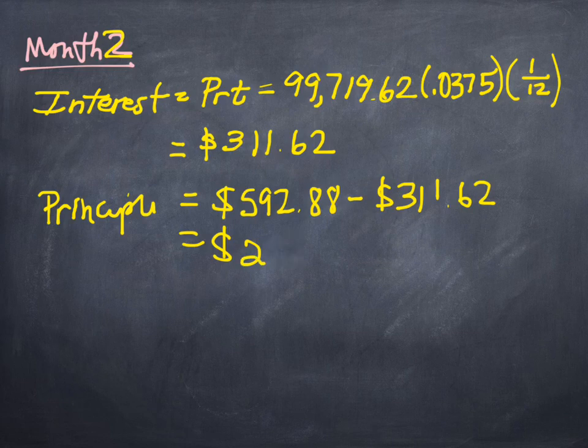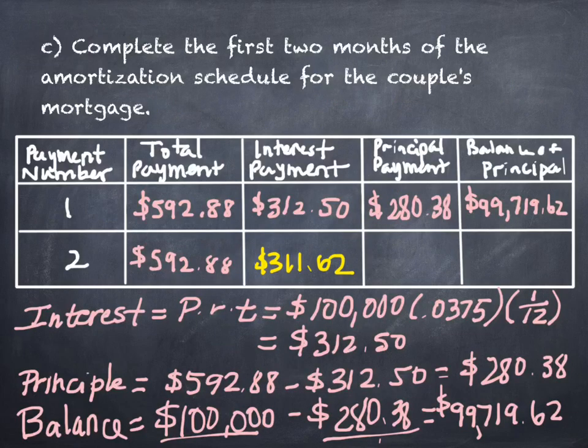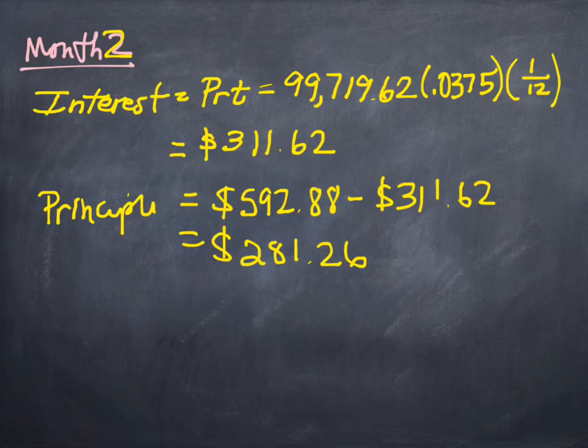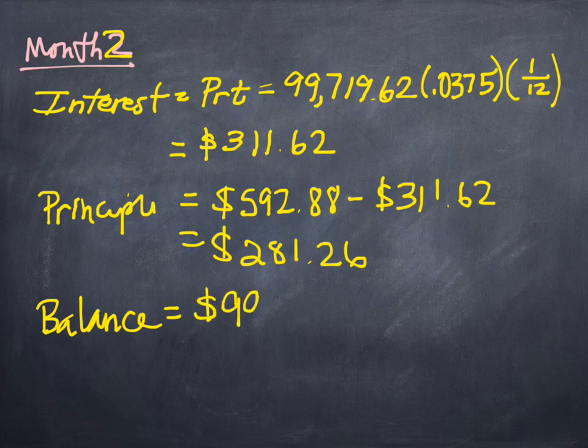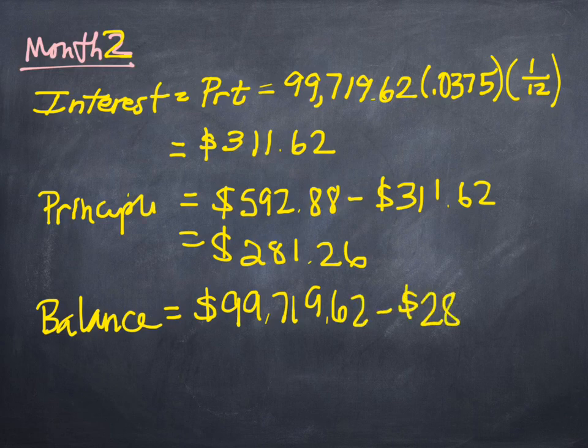It's 280, what, oops, 281.26. Okay, are we good with that? How do I find out the balance of the principal? The balance on my account? Do balance minus the principal. Right, my previous balance, which was what? Good, 99,719.62 minus what? 281.26. 99,438.